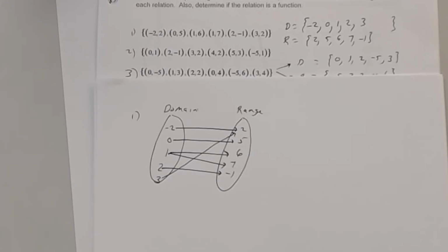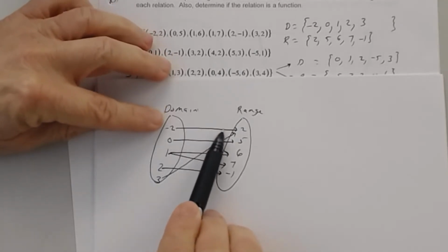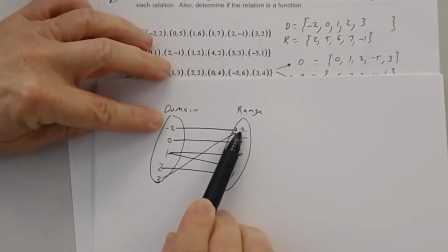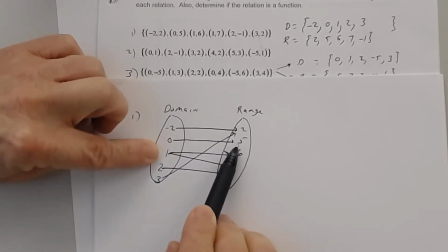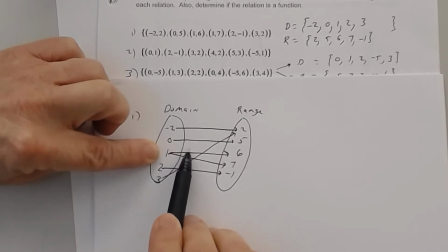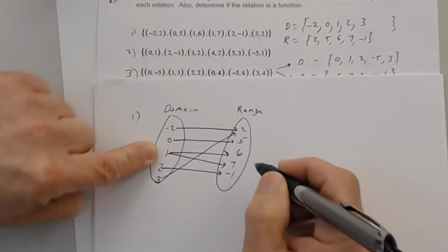Here's why. Let's talk about the definition of a function. What's the definition of a function? A set of... no, that's a relation. A function is a special relation: for each x, there's only one y. So let's go through each x. When x is negative 2, do I get just one y value? Yes. So far, we're good. When x is 0, do I get just one y value? Yes. When x is 1, do I get just one y value? No. I get how many y values? 2. So right away, this is not a function.